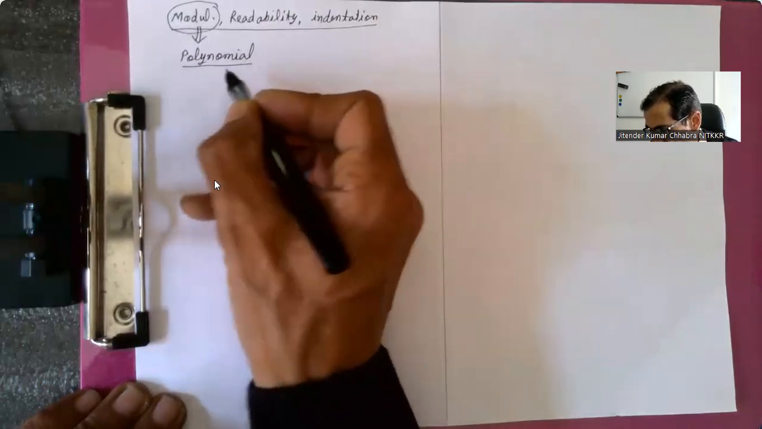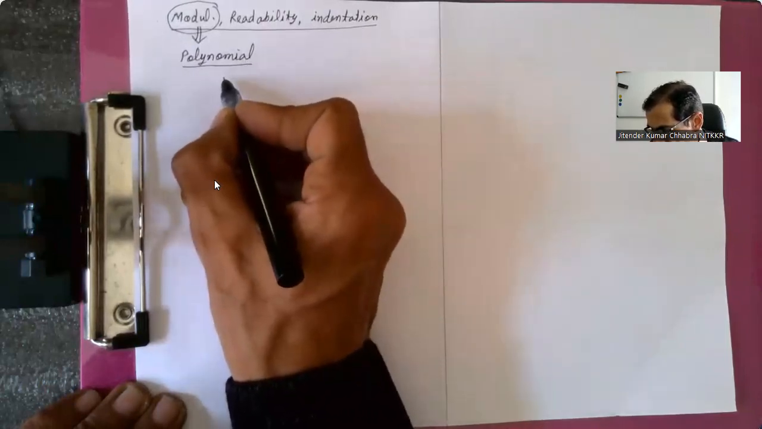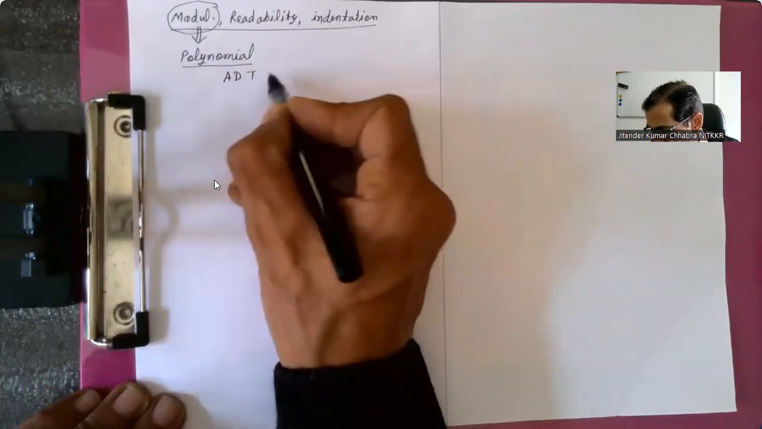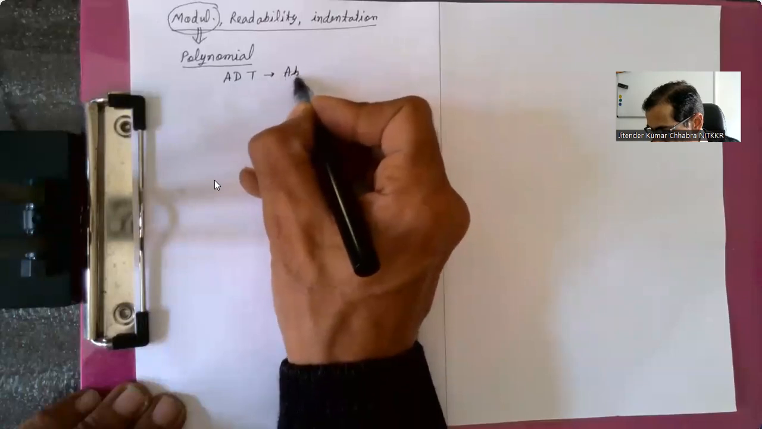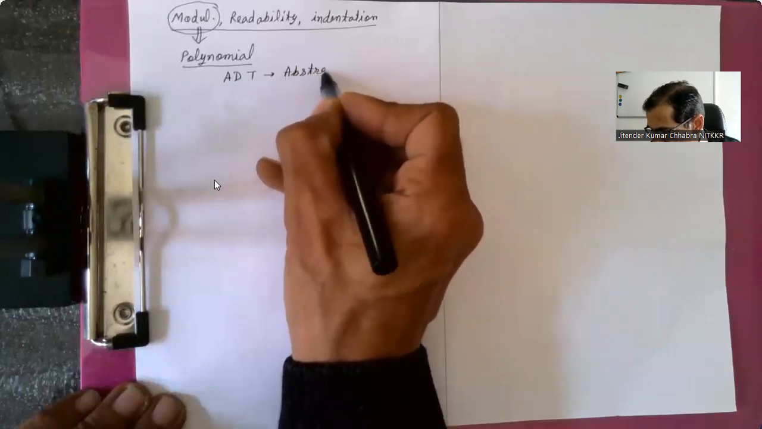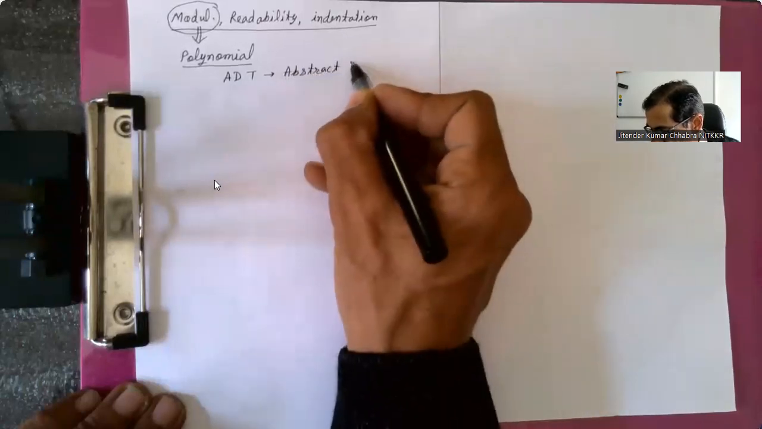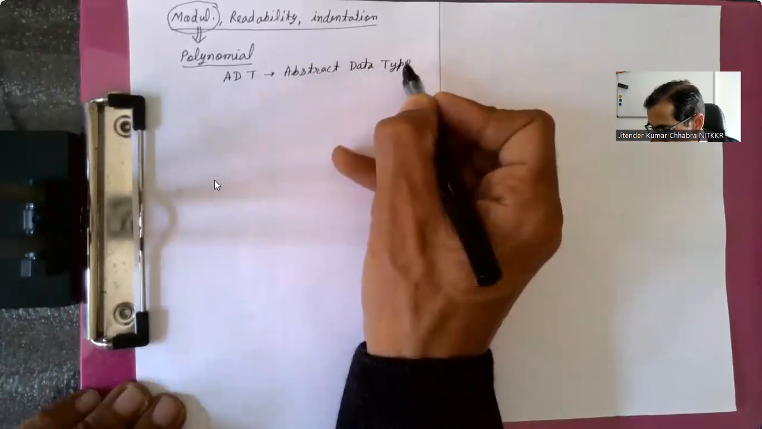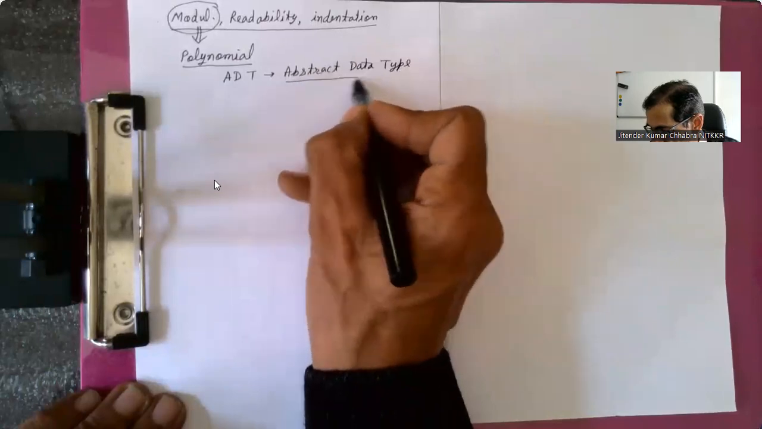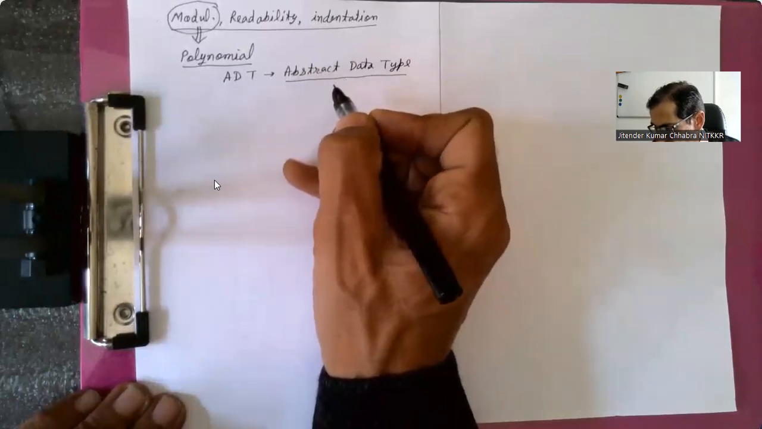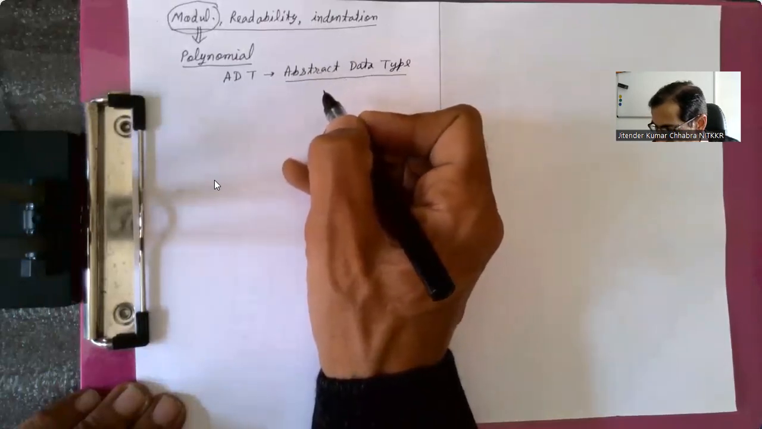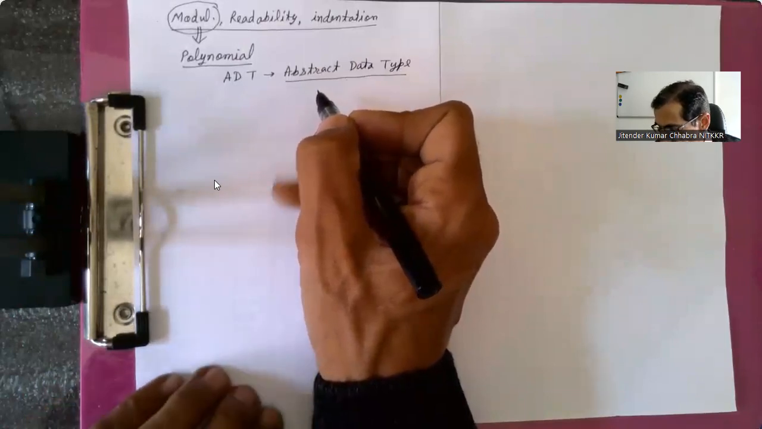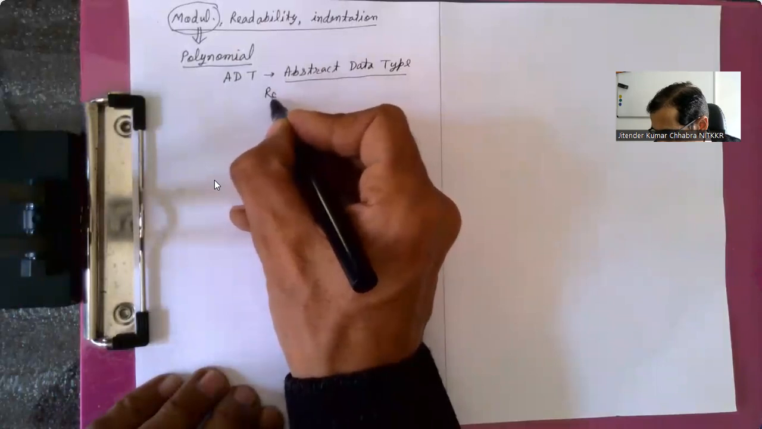When I say polynomial, primarily, in the book you will study, there is a concept given as ADT, abstract data type. All kinds of data structures which we are going to study in this subject represent various data types or data structures in an abstract manner. So abstraction is applied, and ADT we are not going to formally define. Of course, I suggest you read the book for more detail.